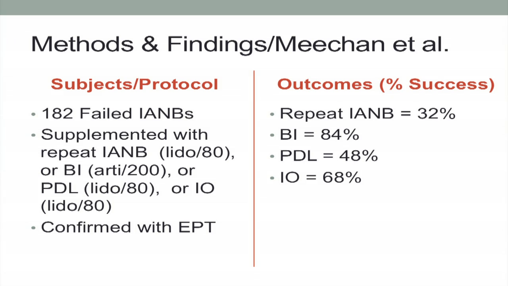As for the outcomes, the percent success of repeating the inferior alveolar nerve block was a very disappointing 32%. However, buccal infiltration with articaine yielded an 84% success rate, while the periodontal ligament injection was lower at 48%, and the intraosseous injection somewhat intermediate at 68%.